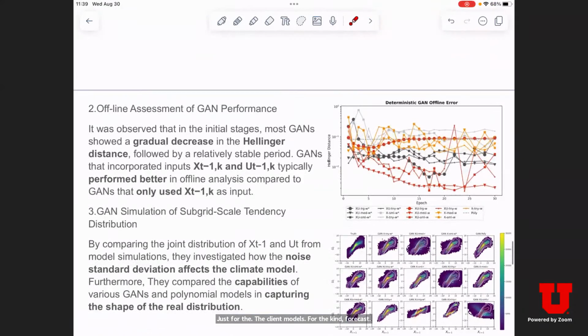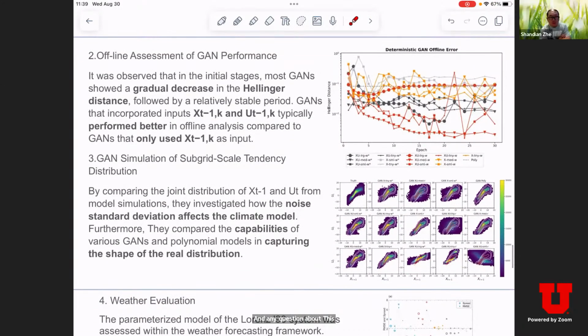Any question about these two we saw? What does it mean by a gradual decrease in Hellinger distance? If you observe a gradual decrease in this Hellinger distance, what does it mean? It means that because they generate the predictions on the forecasting, if we compare different GANs, the forecasting distribution compared to the ground truth has a decreasing tendency.